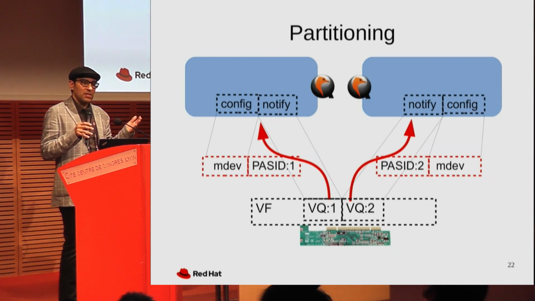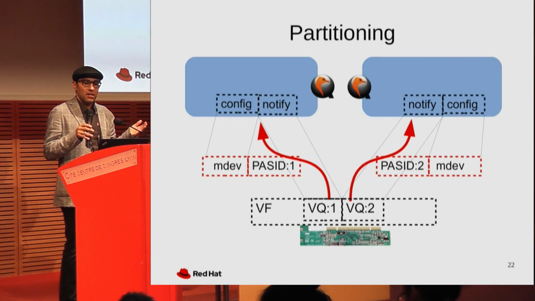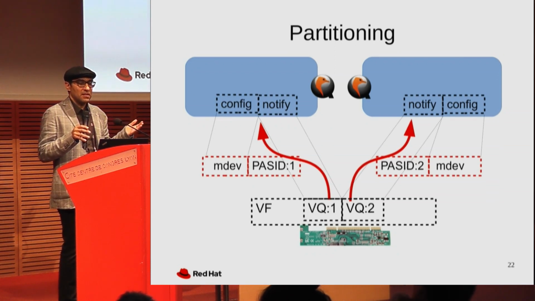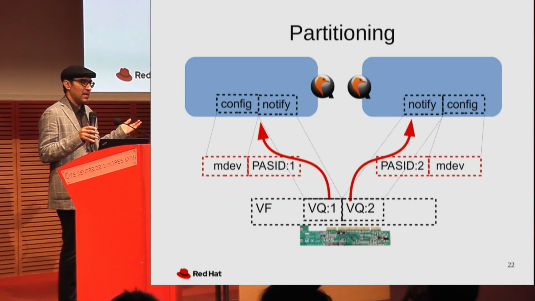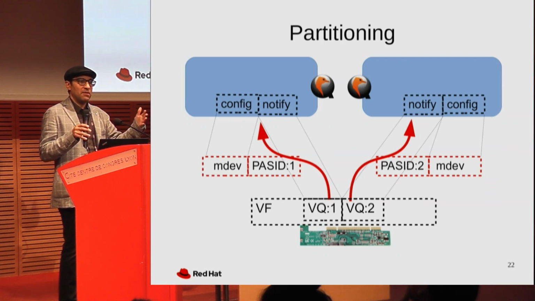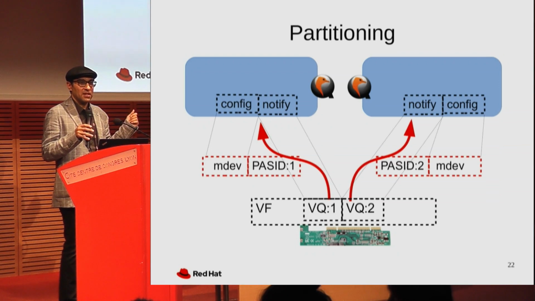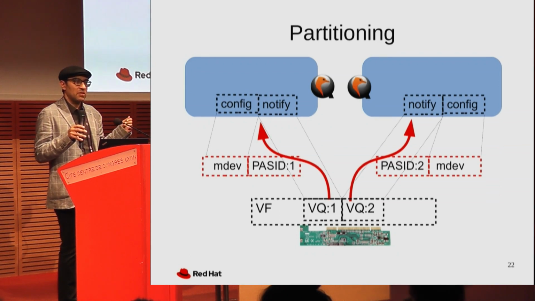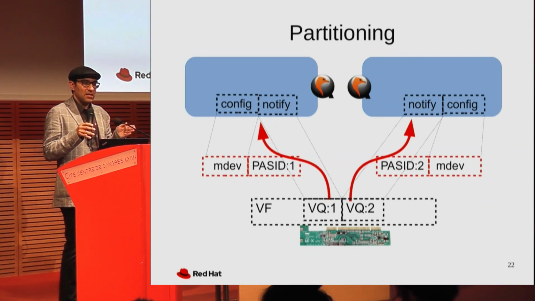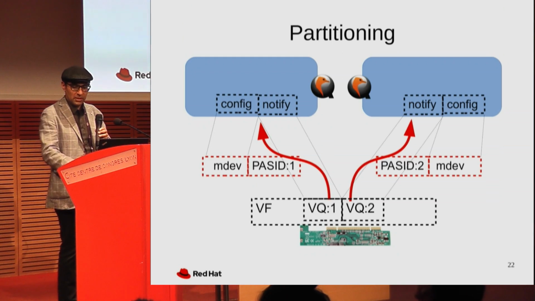If you do this, you need to isolate the Virtqueues from each other. For example, maybe you can do this using the process address space identifier extension in the PCI Express specification. So once we have hardware that supports this PASID extension, we can attach different process identifiers to different Virtqueues and then have them isolated to different VMs. Unfortunately, it's not yet widespread, but hopefully will be.